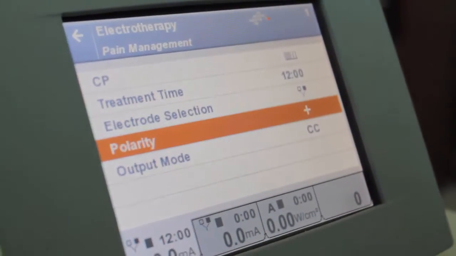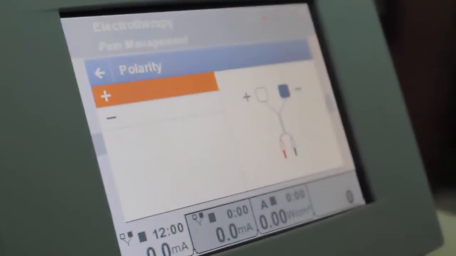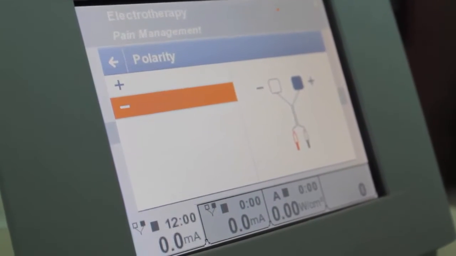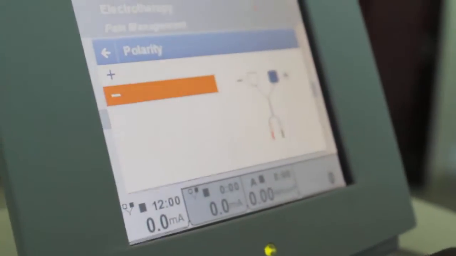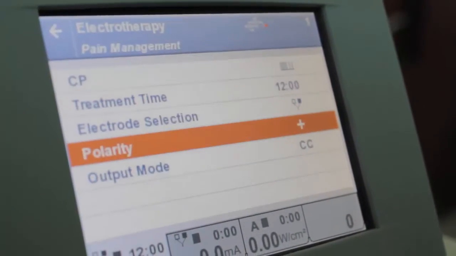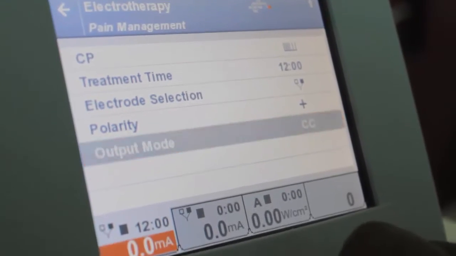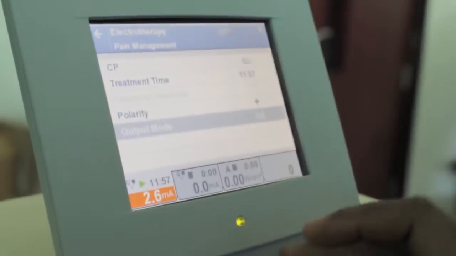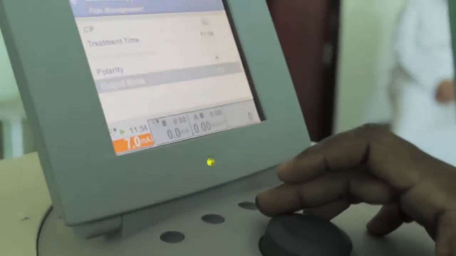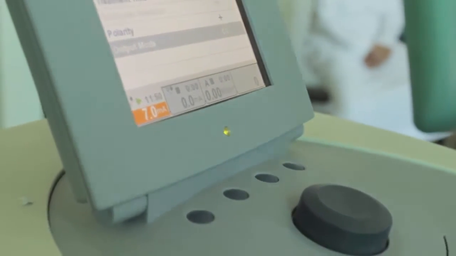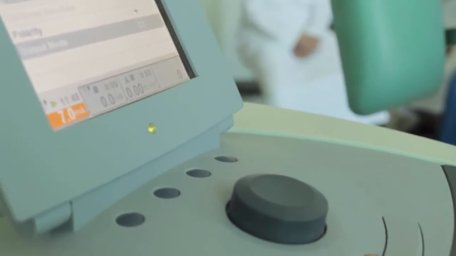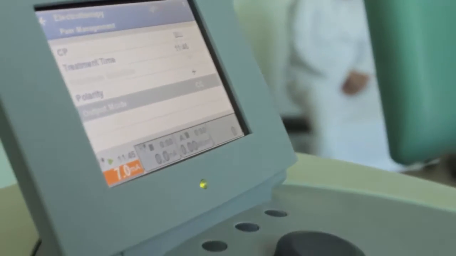Electrodes I selected. Polarity is positive. You can choose negative or positive, which one negative, which one positive you can select. Okay. Then output is CC. Okay. Start and increase the intensity up to the patient's tolerance. Okay, good. Or more? Relax. The other? Can I increase a little?